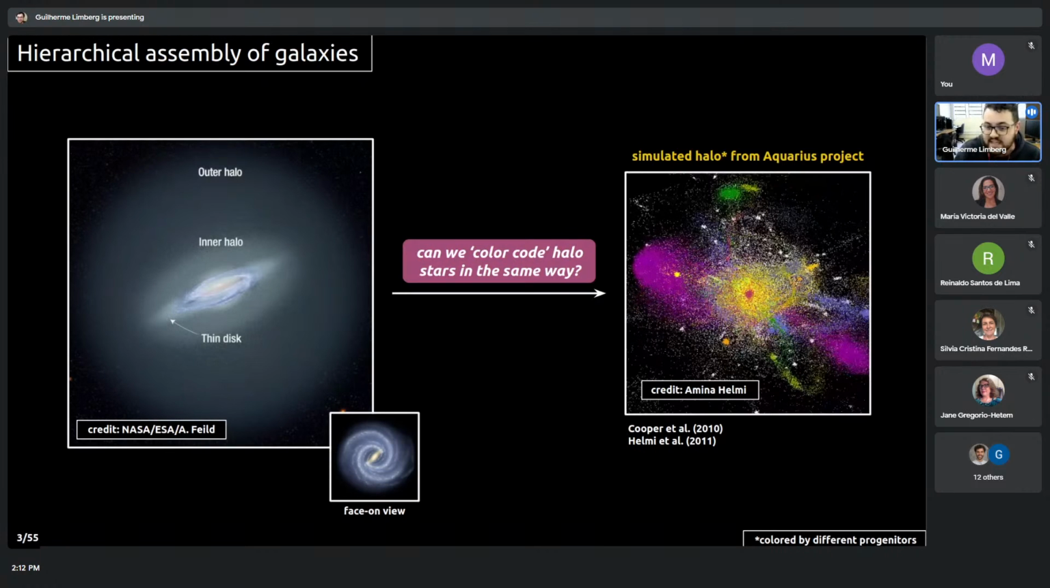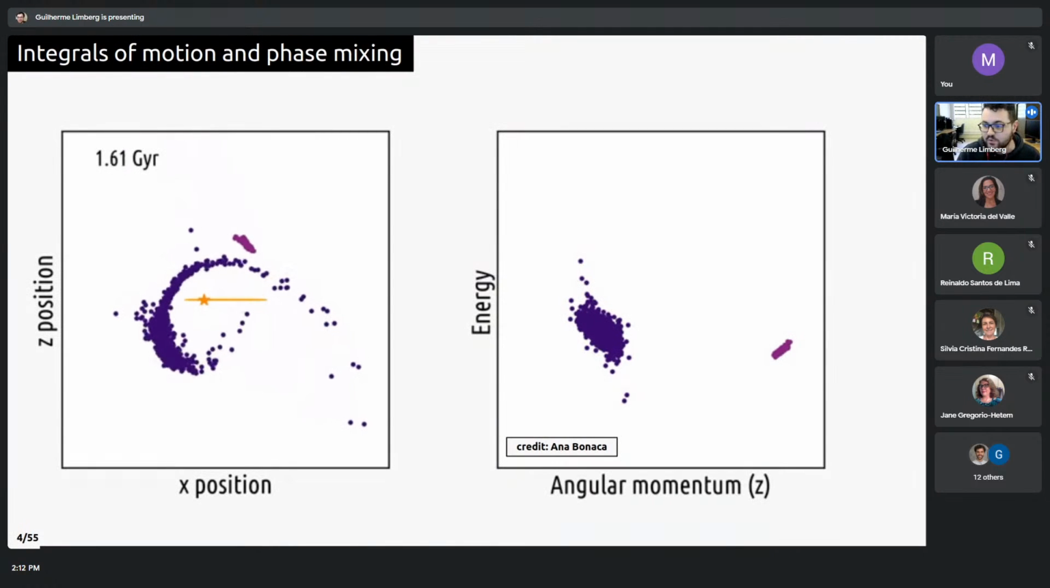And furthermore, the stars from these dwarf galaxies should have very different chemical compositions from the stars born in the Milky Way itself, because they were born in these dwarf galaxies, these systems that experience different star formation and chemical evolution histories. So taking this into consideration, I will show to you this.